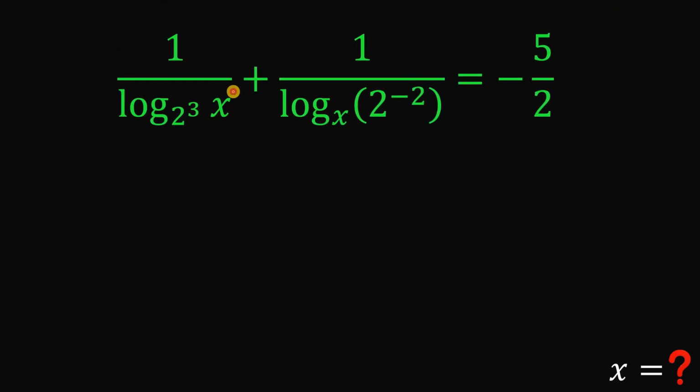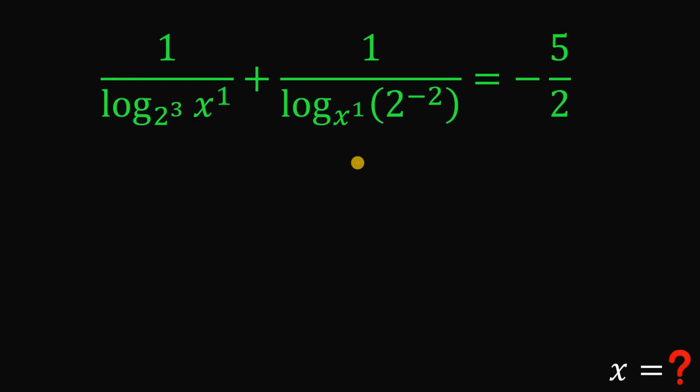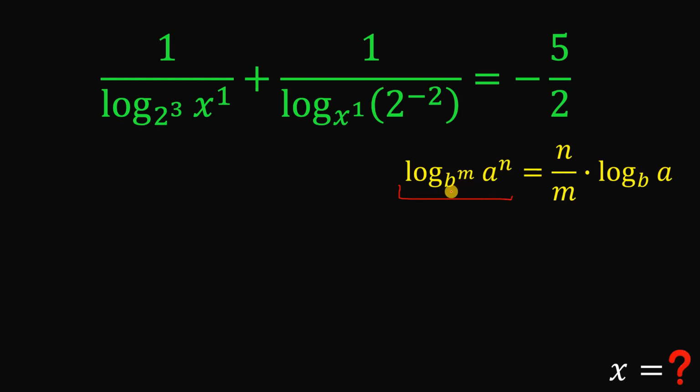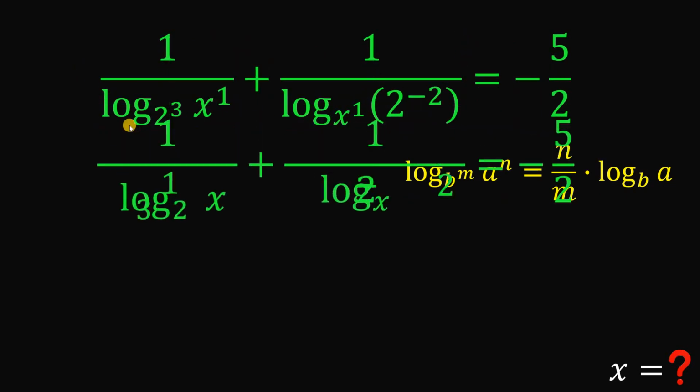And then what we're going to do is to write the exponent of x to be equal to 1. Now there's a purpose for this one. And here's the purpose. Because take note, when we have logarithm of a raised to the power of n to the base of b raised to the power of m, this can be written as n over m multiplied by logarithm of a to the base of b. So, these two terms can be written as follows.